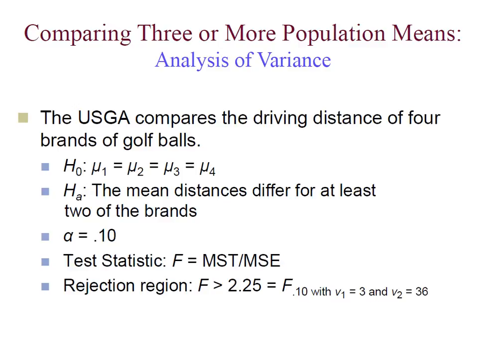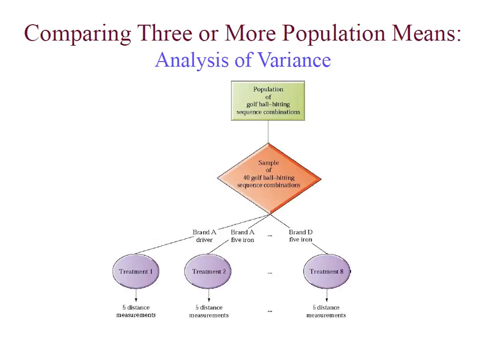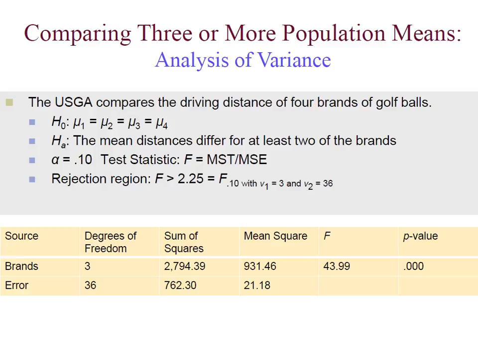So your value there is 2.25. And then you compute the F test. These are the summary: 4 brands, 40 golf balls. You want to compare the means, with degrees of freedom V1, V2, sum of square. You need to do that yourself. Assume we are given this: sum of square, mean square, F test. When you set up the formula, you get 43.99.